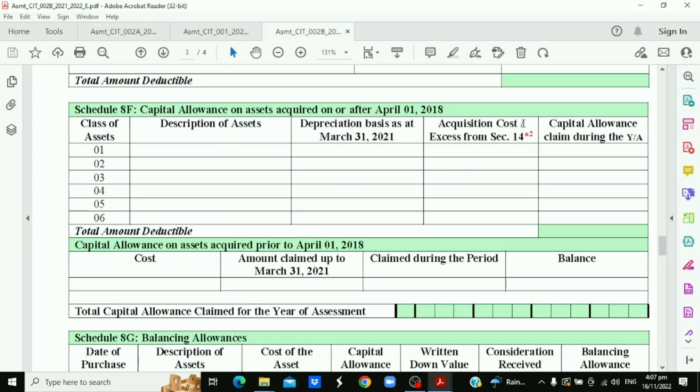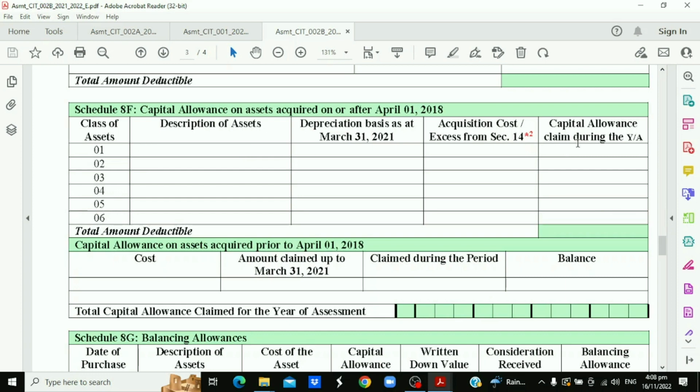Then acquisition cost, excess from section 14. When we discussed earlier, we mentioned if there's any excess, it is able to be added to the depreciation basis, right? At the beginning of the next year, it is able to add this, right? Then ultimately we can calculate the capital allowance during this period, right?